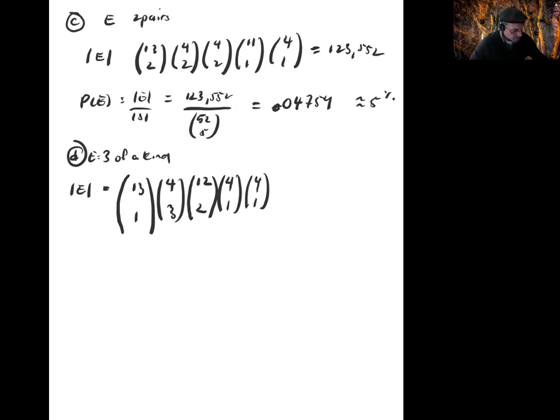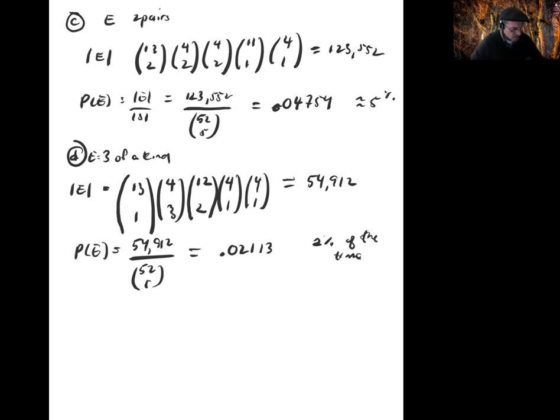And now this product is given by 54,912. And so the probability of E in this case is 54,912 divided by 52 choose 5. And that's going to be, believe it or not, 0.02113. So that's about 2% of the time. In other words, if you deal the cards 100 times, you would expect it's likely to get 3 of a kind in 2 of the hands that are dealt.